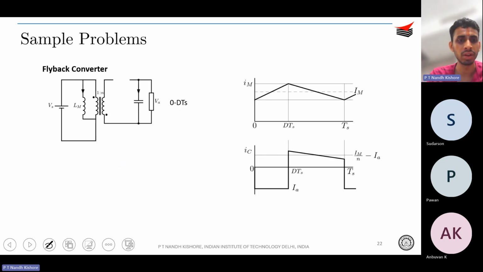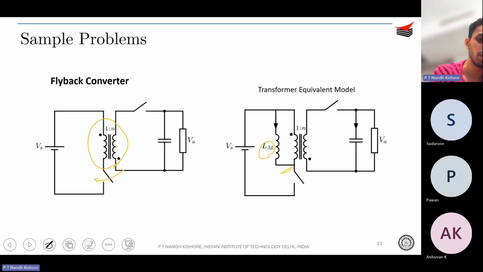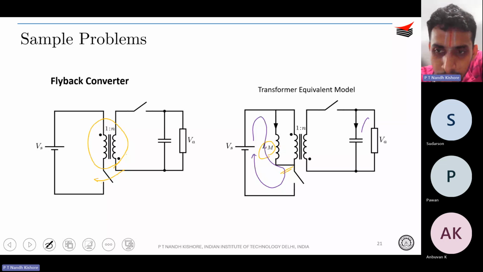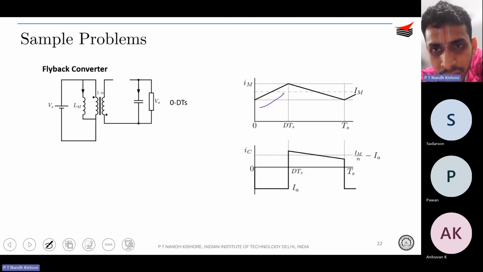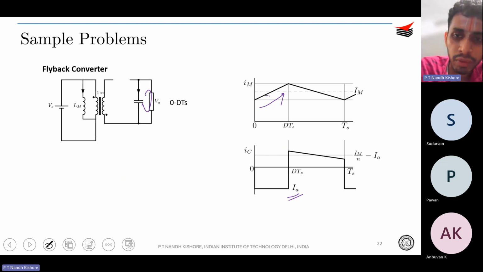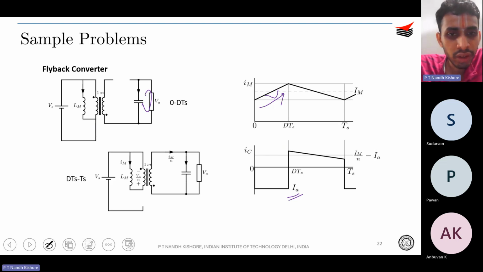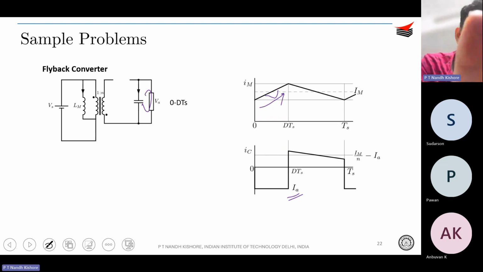What happens when this switch is turned on? You know that this LM is going to get charged, so the current is going to flow something like this. This inductor charges up, and this capacitor supplies your load during this period. This IM rises, the capacitor feeds the load, that is why it's going to be minus IA. This is during the DTS period. So what will be the slope of this IM? The slope of this IM is going to be the voltage that appears over here, that's going to be your VS.